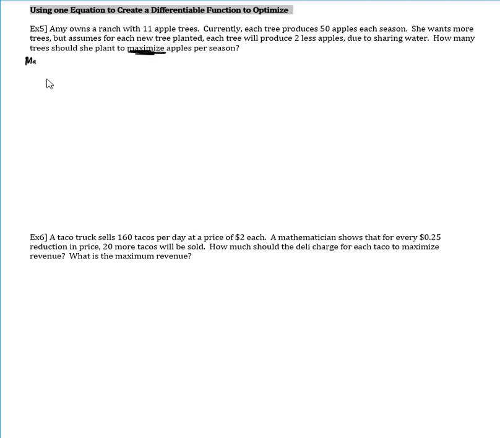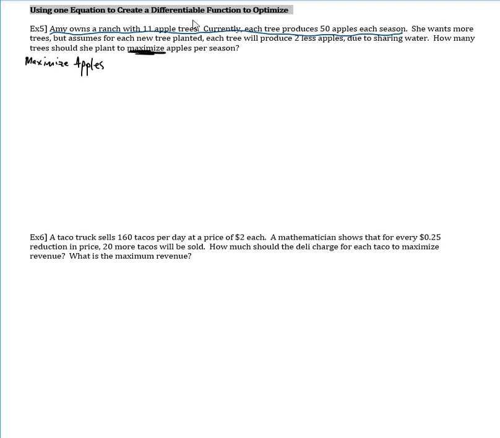This doesn't have an exact equation immediately, so it's not like the area of a triangle or something like that. But we do want to maximize apples, so I'm just writing it down real quick. Then let's break down what we have so far. We'll come back to this. We'll need an equation. It says Amy owns a ranch with 11 apple trees. Currently, each tree produces 50 apples each season. Let me underline this in blue.